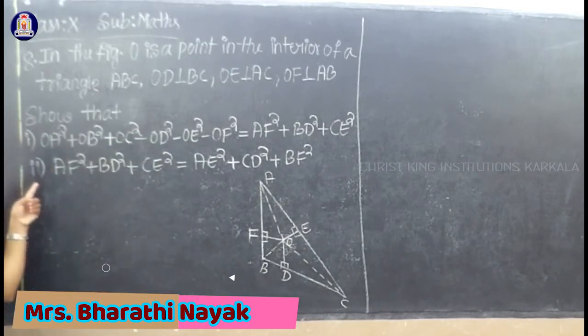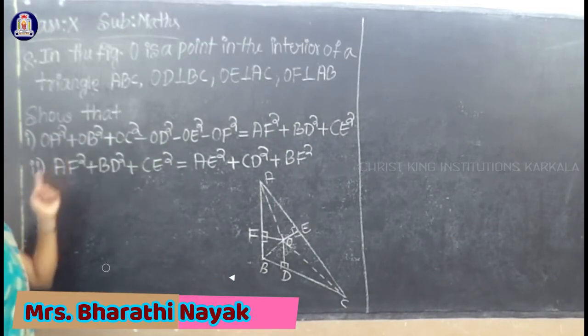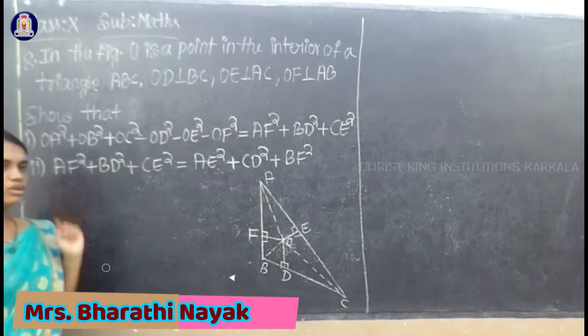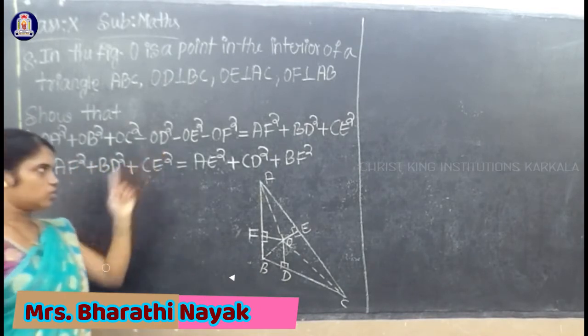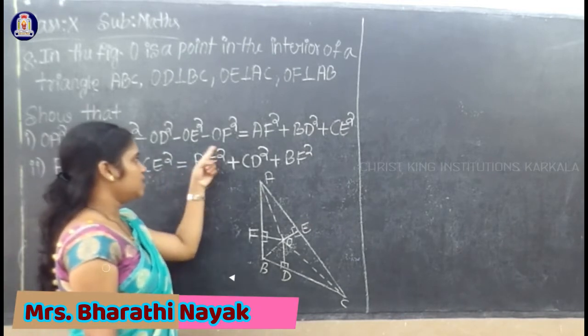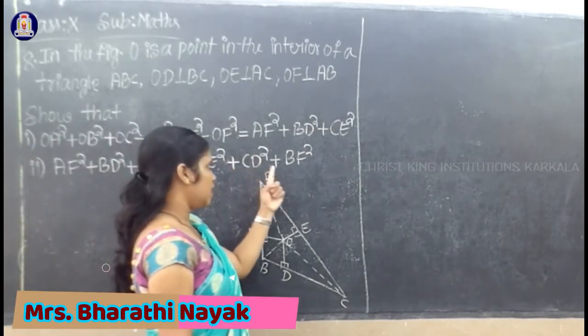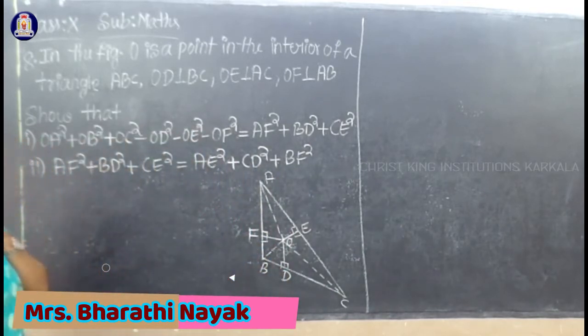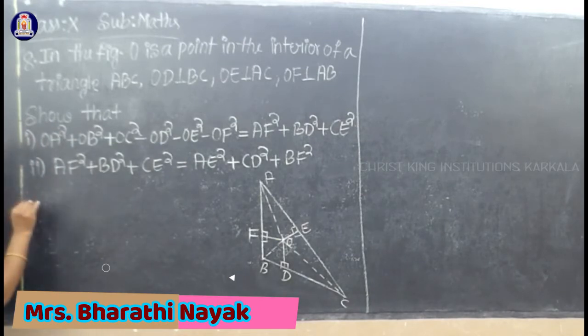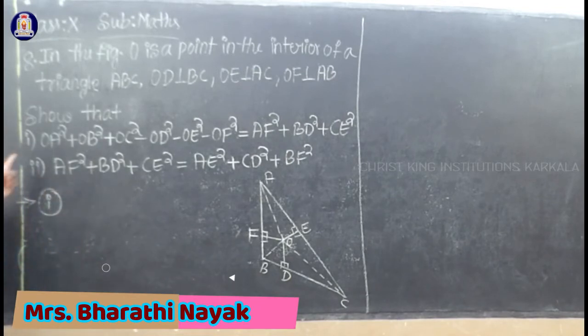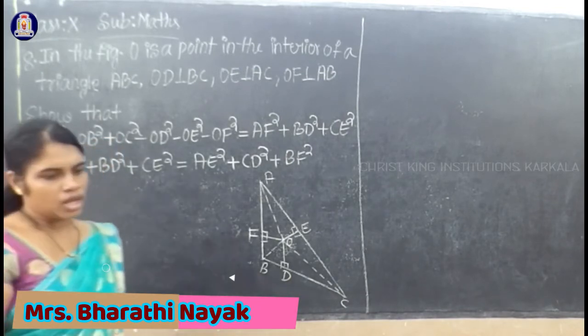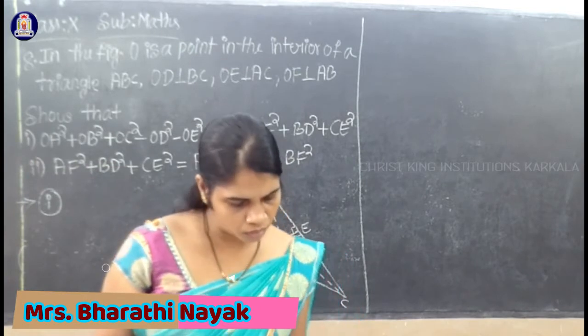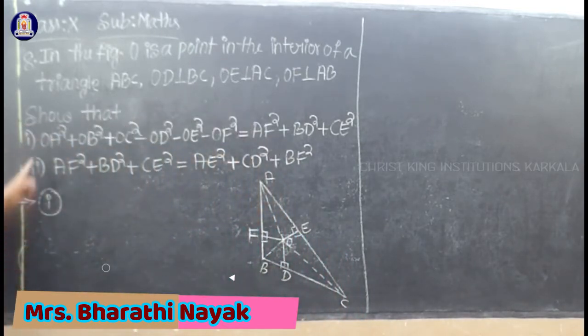Again, the second question is given by AF square plus BD square plus CE square equal to AE square plus CD square plus DF square. This is what we have to do. See, first I will do the first subquestion. First I will take the first question, and I will solve the first subquestion.